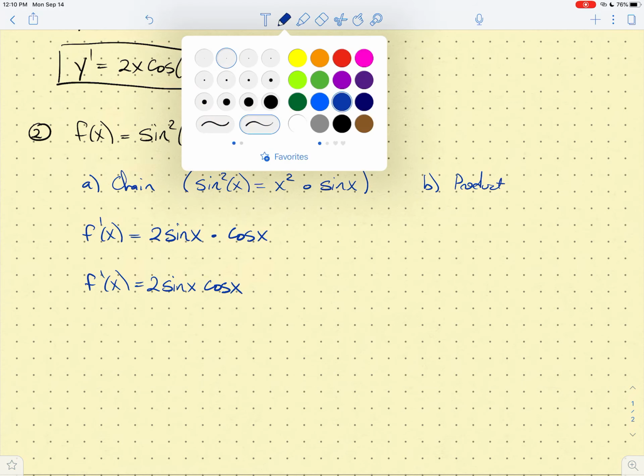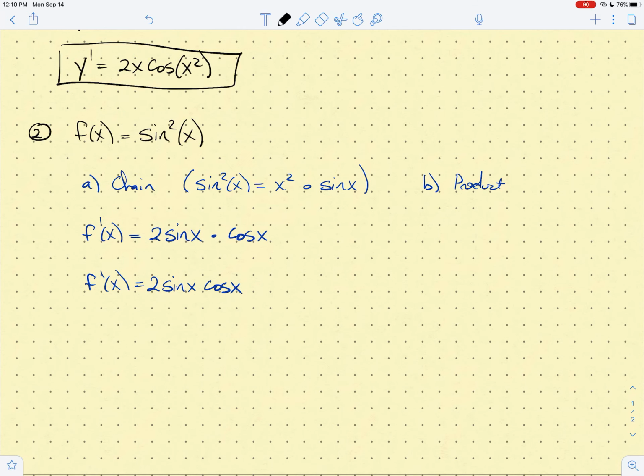But I also wanted to work out this problem as a product, and so I want you to realize that you can write sine squared of x as sine x times, not composed, I'll put a solid dot, not a circle, sine x times sine x. And so all of a sudden you see, oh look, I can do this as a product. So f prime of x is the derivative of this one, cosine x times sine x, plus sine x times cosine x. And so this is exactly, when you get them in the same order, 2 sine x cosine x. So this is f prime of x.